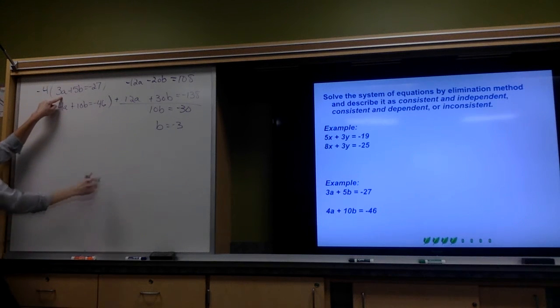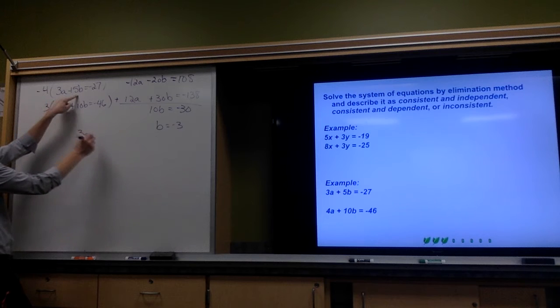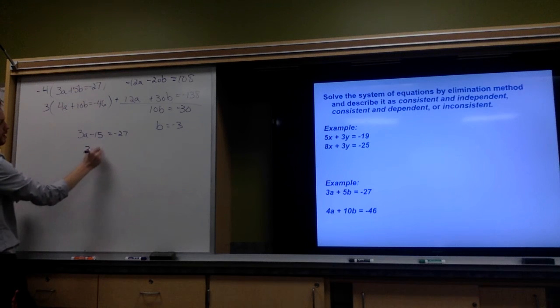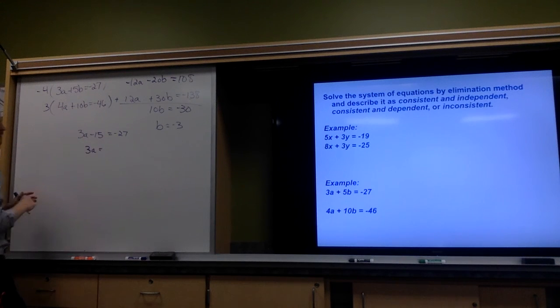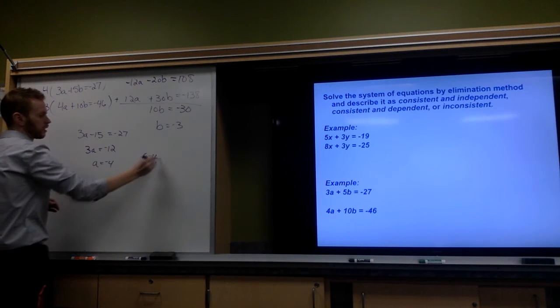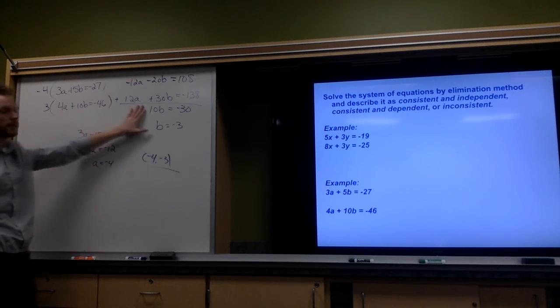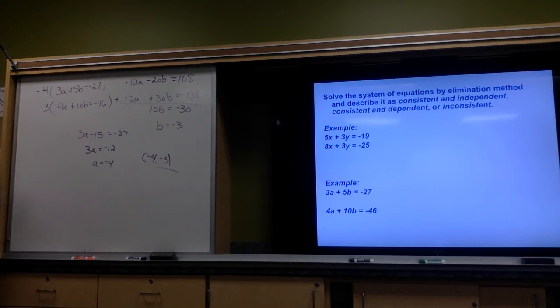Then I can plug it back into here if I want. So 3a, this would be what? -15 now, equals -27. So now add 15 to this guy, I get -12. So a would be -4. So there we go. The same solution, nothing changed for that guy. How about that? So just to show you, it doesn't have to just be one equation. I could be manipulating both equations to eliminate a variable. So I wanted to make sure I showed you that. Okay? Last thing.